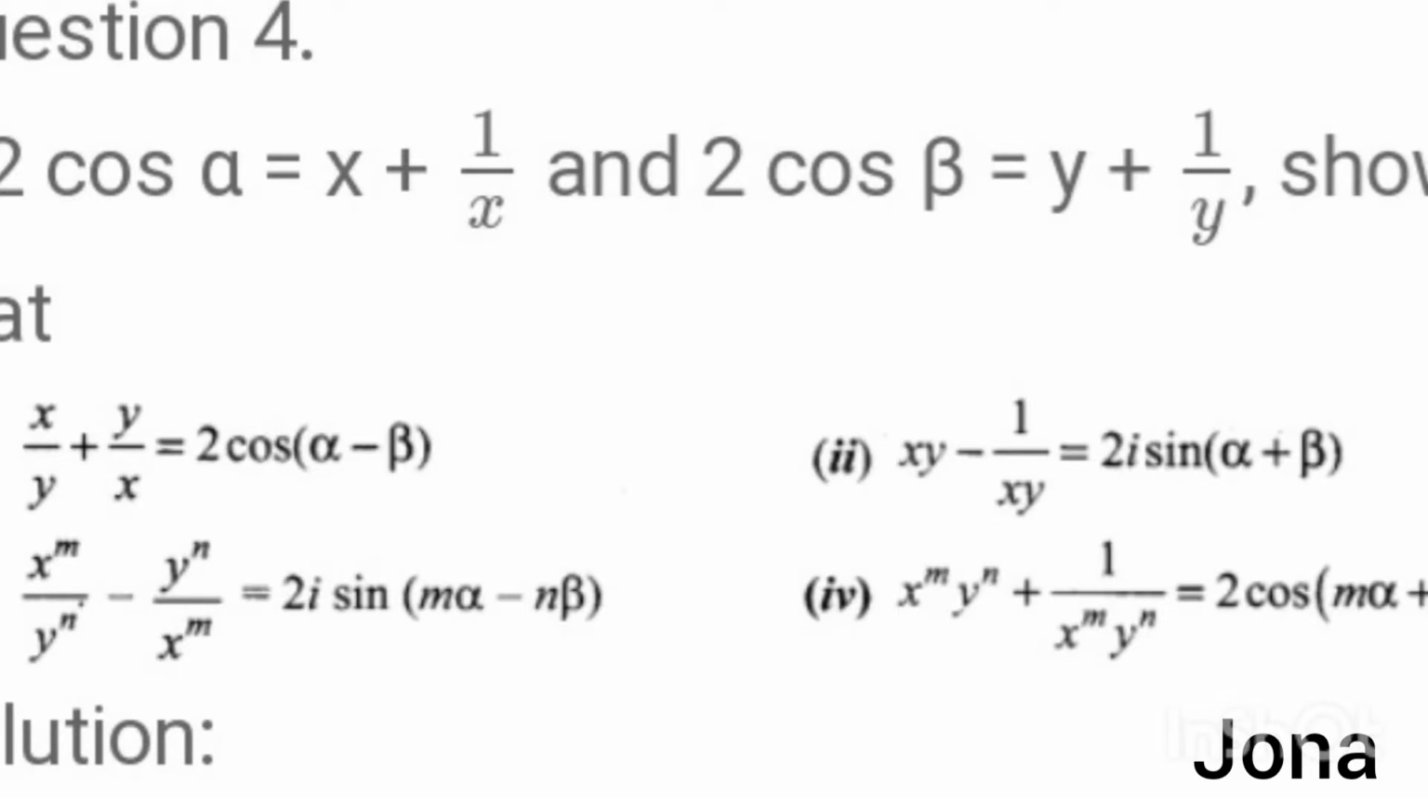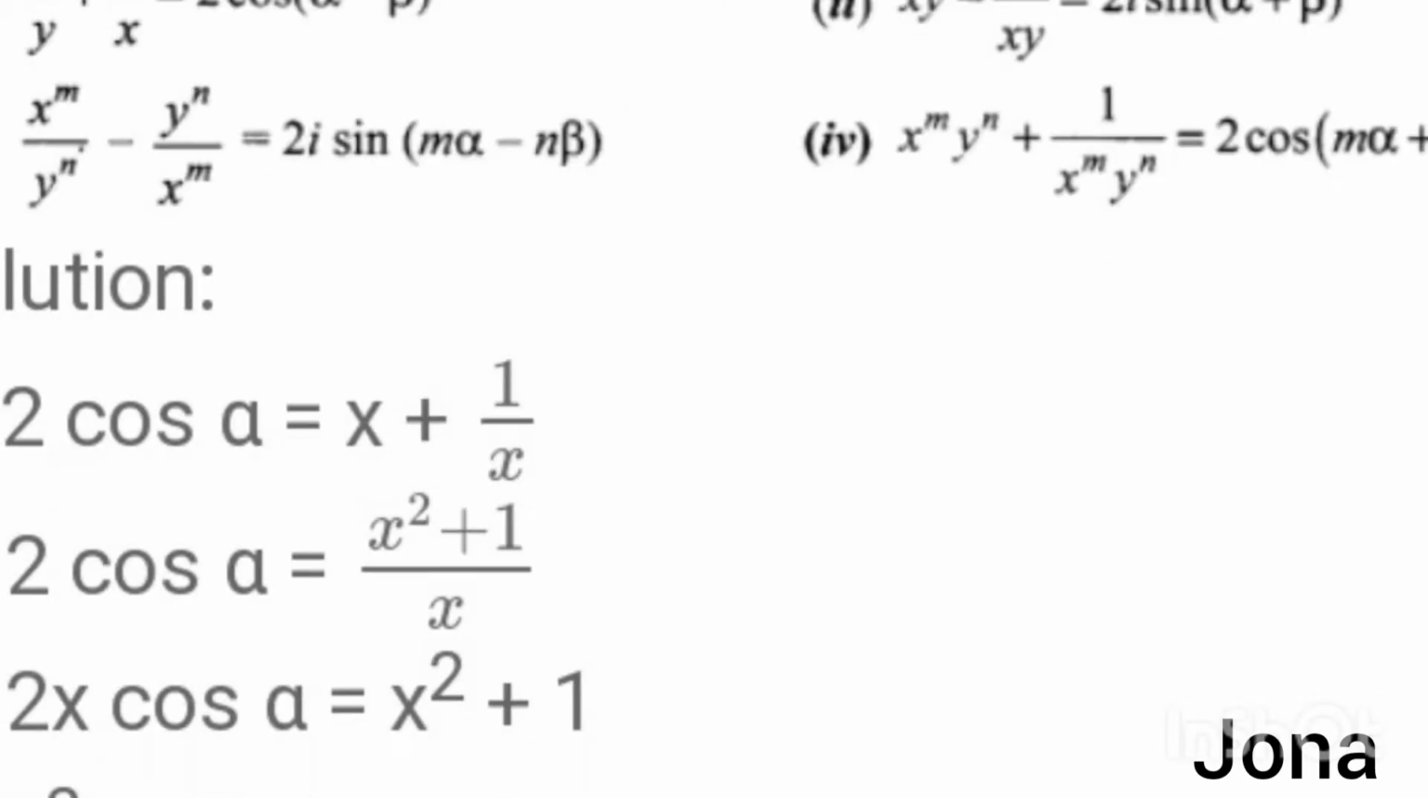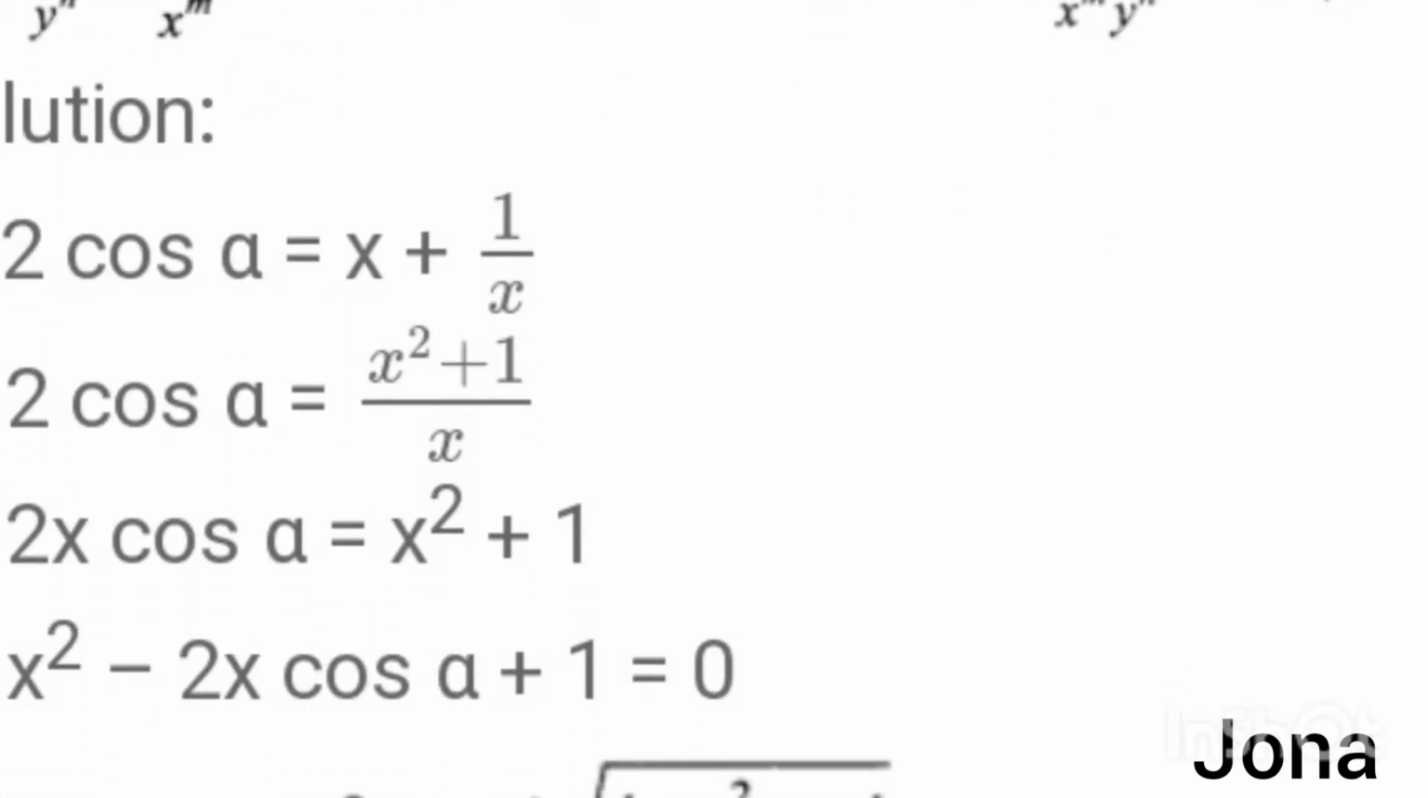Fourth sum: if 2 cos alpha equals x plus 1 by x and 2 cos beta equals y plus 1 by y, show that x by y plus y by x equals 2 cos of alpha minus beta. Let me find one by one here. So the first result we want to prove here.